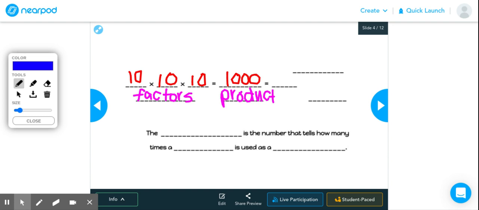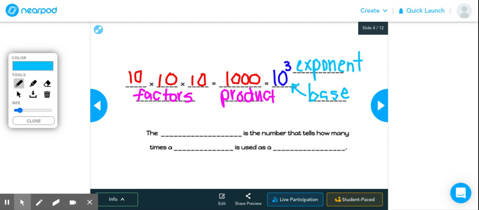So I'm going to see that I have the number 10 being repeated 3 times. So I'm going to write this as 10 to the third power, or 10 to the power of 3. Again, the 10, we would call that the base because it's the number that's being repeated. And the little 3 at the top we call the exponent. And it tells us how many times we are repeating our base.